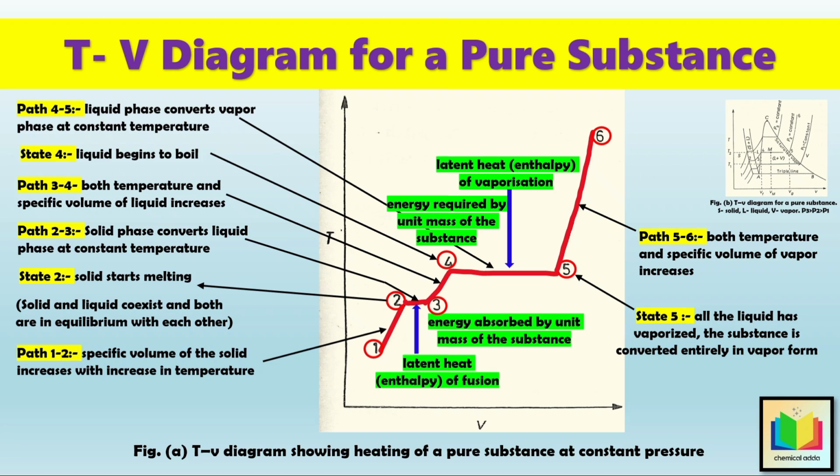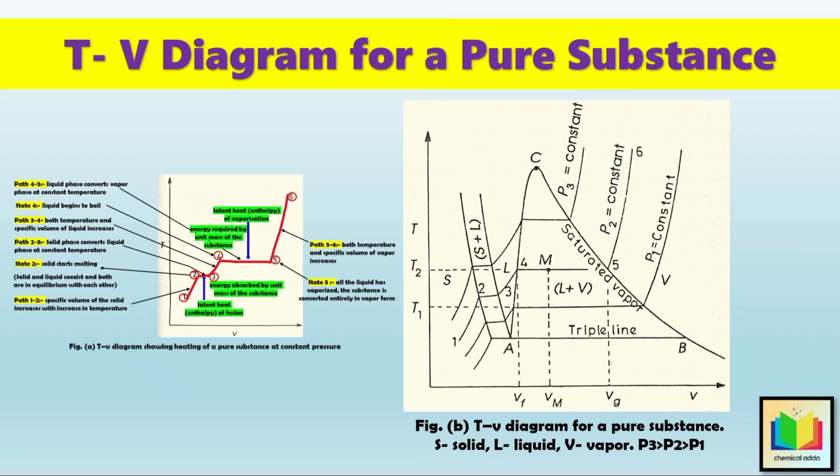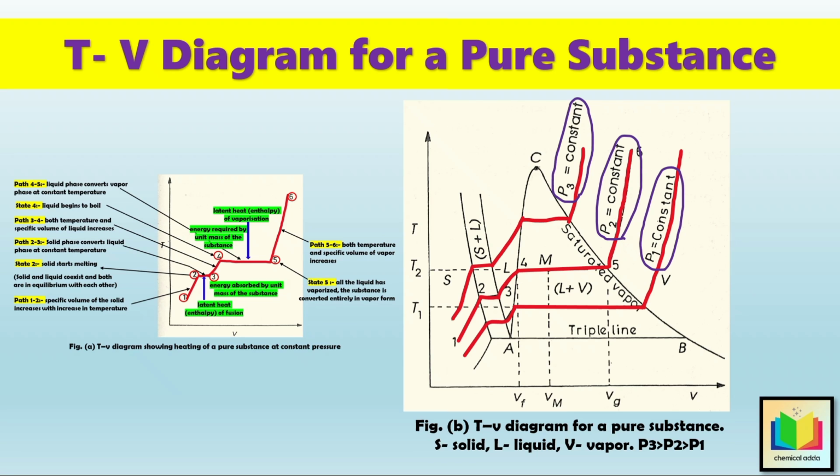Now, let's move on to figure B of the TV diagram. This figure B shows what happens when the same procedure is repeated like figure A at several different constant pressures. So, if similar procedures like figure A are repeated at different pressures, we get multiple constant pressure lines, just like the ones shown in figure B. In this figure, you'll see three different constant pressure curves, where the pressure levels are labeled as P1, P2, and P3, where P3 is greater than P2 and P2 is greater than P1.